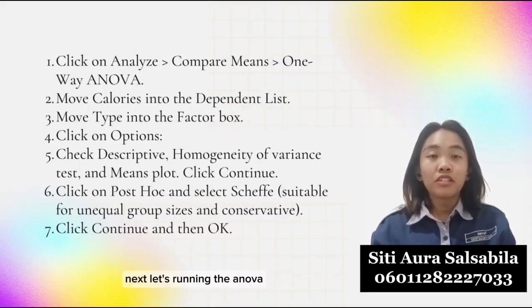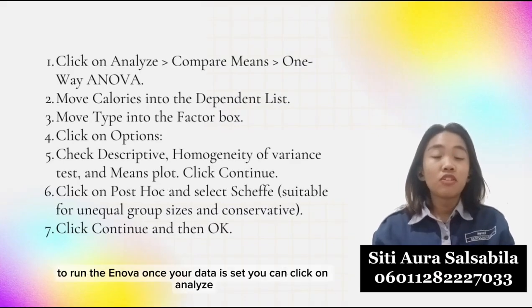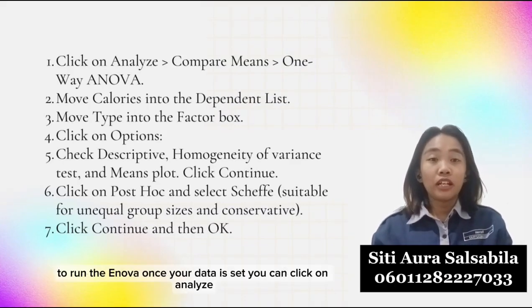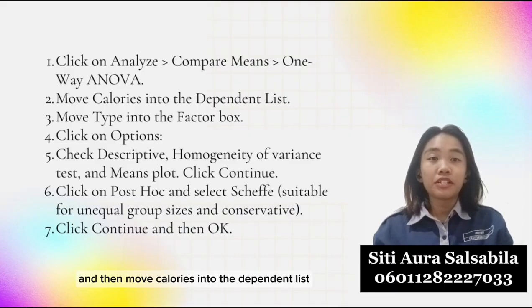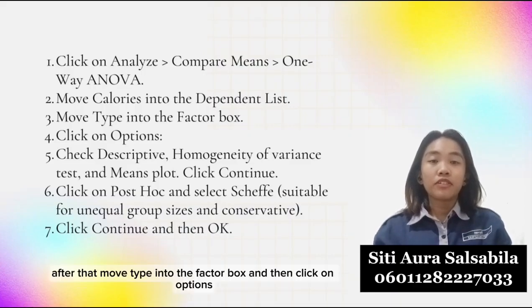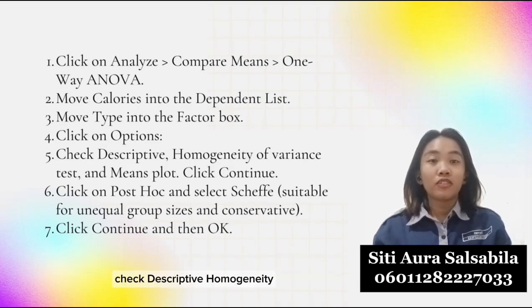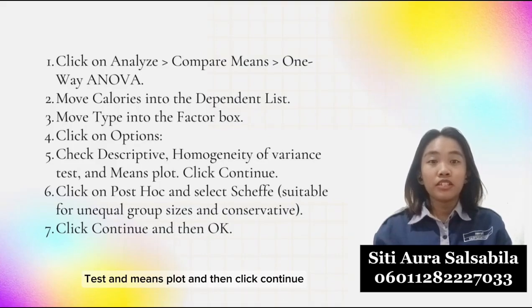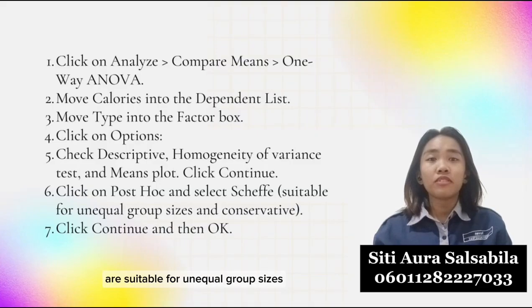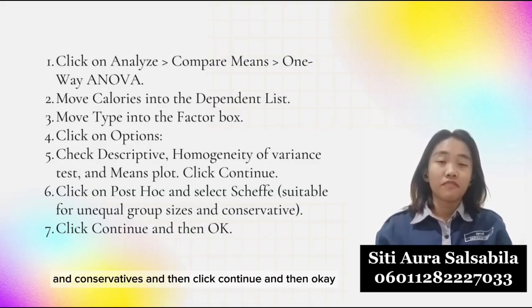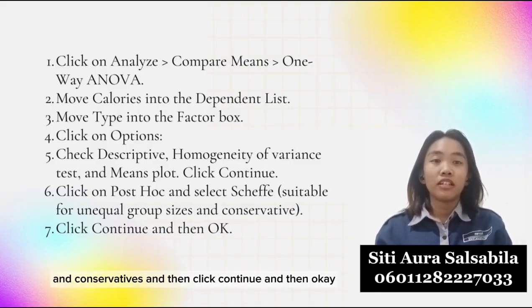Next, let's run the ANOVA. To run the ANOVA, once your data is set, you can click on Analyze. After that, Compare Means, and then you will find one-way ANOVA. And then move calories into the dependent list. After that, move type into the factor box, and then click on options, check descriptive, homogeneity of variance test, and means plot, and then click continue. After that, you can click on Post Hoc and select Scheffe, suitable for unequal group sizes and conservative, and then click continue and then OK.